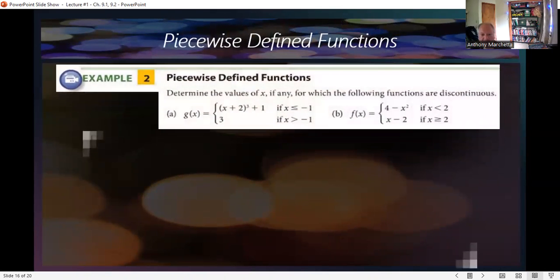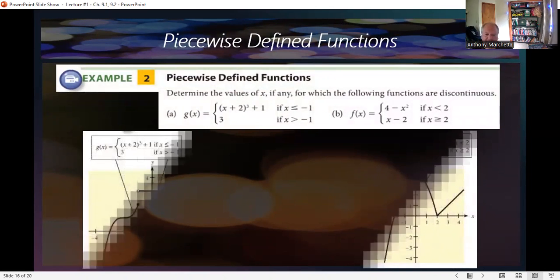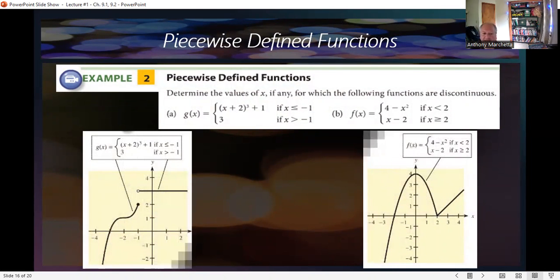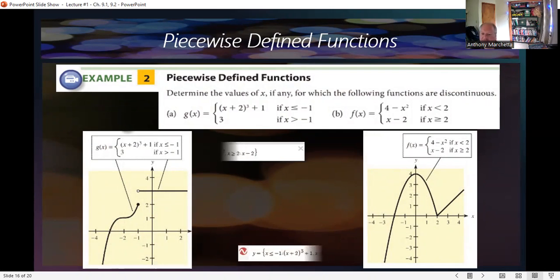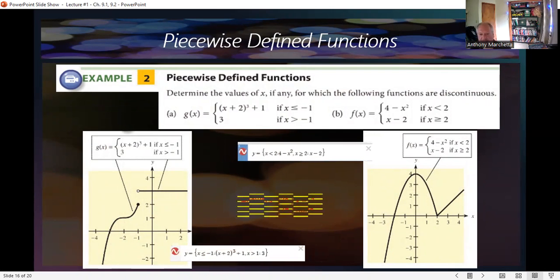Now, piecewise functions. Let's take a look at these functions here. Determine the values of x, if any, for which of the following functions are discontinuous. So this does require a little bit of being comfortable with how piecewise functions work. I would recommend researching a little bit, watch a YouTube video about it again, just to have a good grasp on it. But they are just ultimately pieces of other functions.